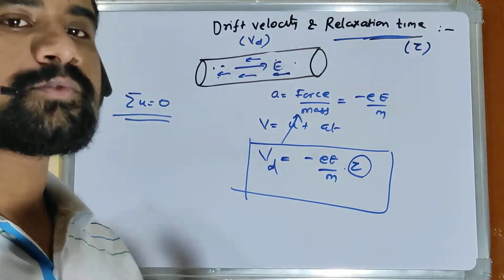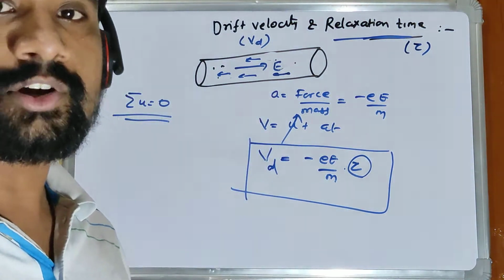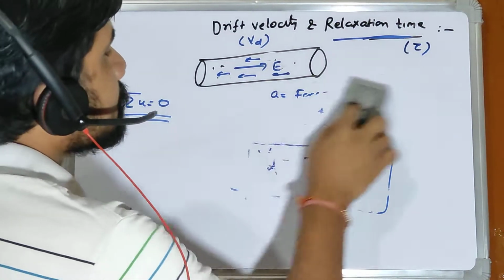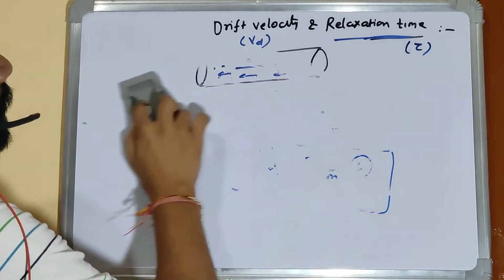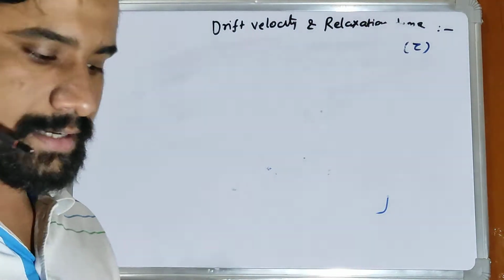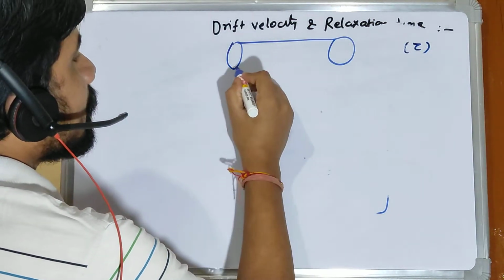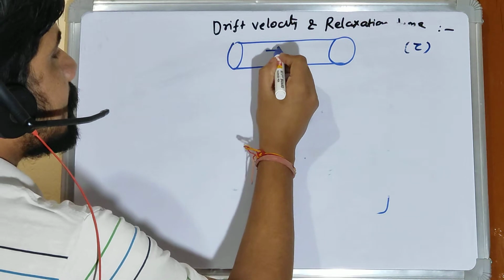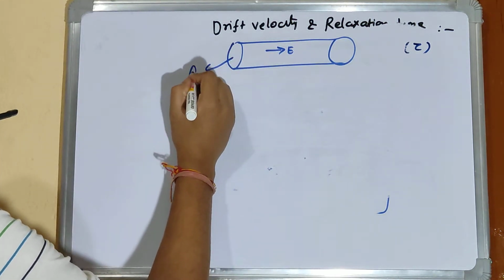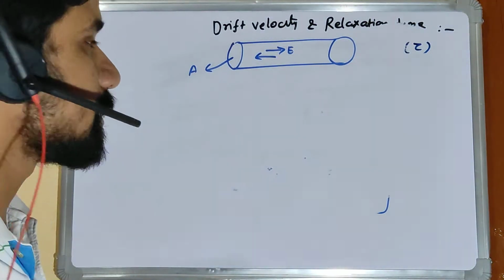Now let's talk about one more term. What is the relation between this velocity and the current? We are talking about current electricity. Let's say this is the conductor we have. We have applied an electric field, let's say E, and this is the area. The electrons will flow opposite to this field, right? You know, electrons will flow opposite to the field.